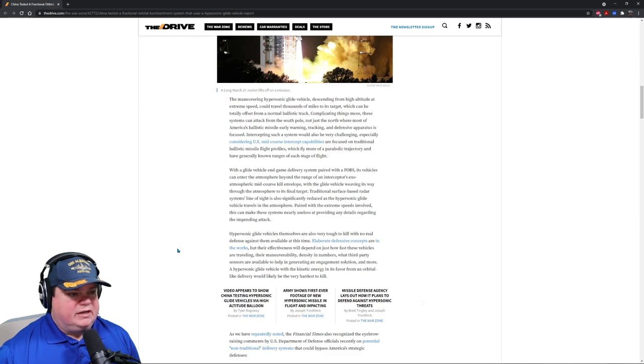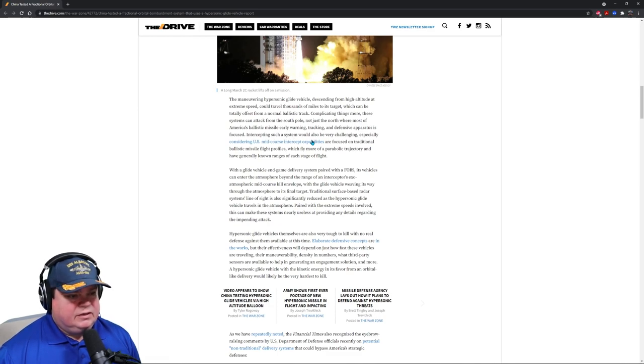The maneuvering hypersonic glide vehicle descended from high altitude at extreme speed, could travel thousands of miles to a target, which can be totally offset from normal ballistic track. Complicating things more, these systems can attack from the South Pole, not just the North, where most of America's ballistic missile early warning and tracking and defense apparatuses are focused.